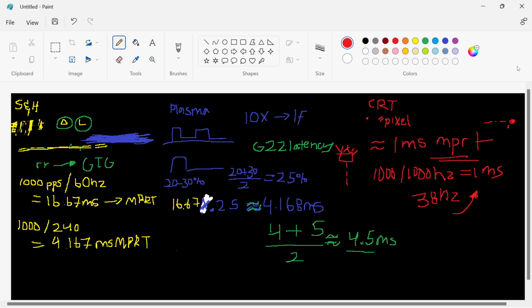So this is my kind of crappy, thrown together, educational, easy understanding of motion persistence blur. If you have any questions, just leave them in the comments. I'm not an expert. This is just my vague understanding of it. So thank you.